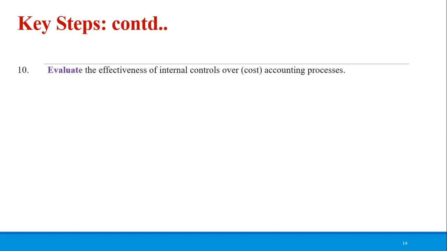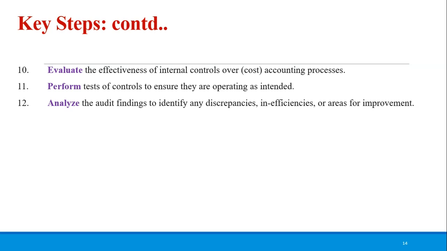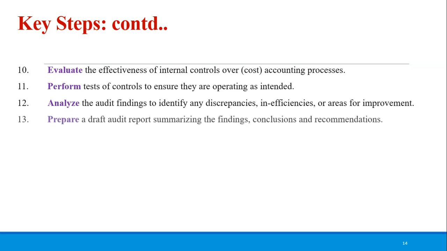These are the first nine. The next nine are: evaluate the effectiveness of internal controls over accounting processes. So how effective are the internal controls? That's what I said, we have been getting endless assignments along these lines. Then perform tests of controls, ensure they are operating as intended. So whether the controls are effective. Analyze the audit findings, the previous audit findings, discrepancies, inefficiencies, areas of improvement, and draft a report.